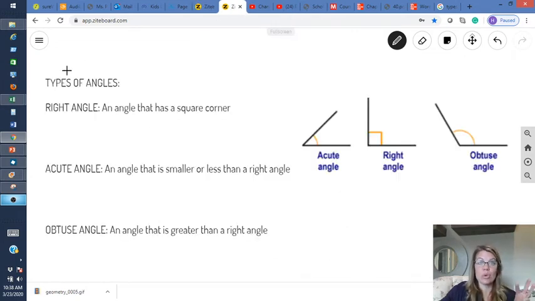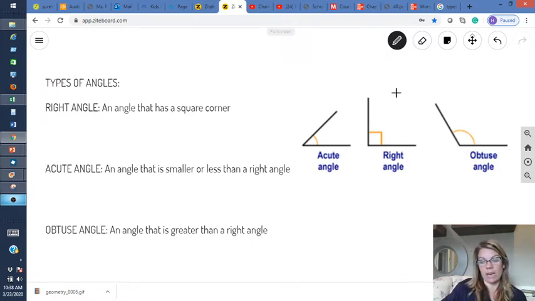So there are three different types of angles. We have a right angle, an acute angle, and an obtuse angle. Now, in our book, it doesn't talk about acute and obtuse. It just says bigger than and smaller than. So let's look at a right angle. That's the one we need to kind of think about first.